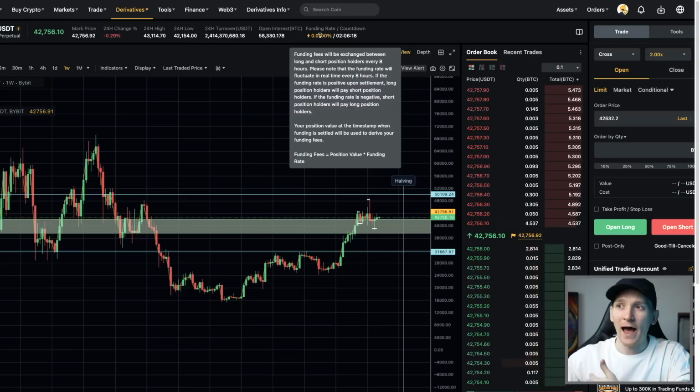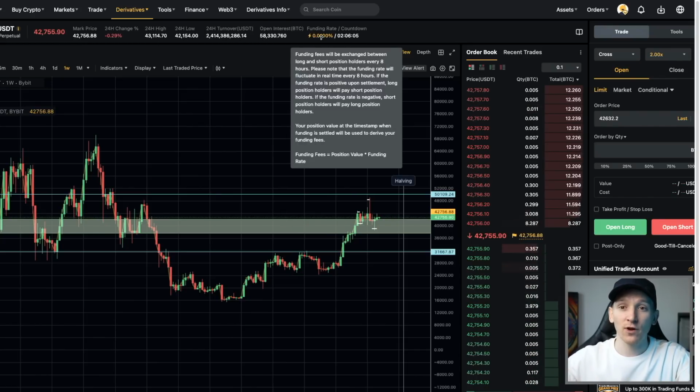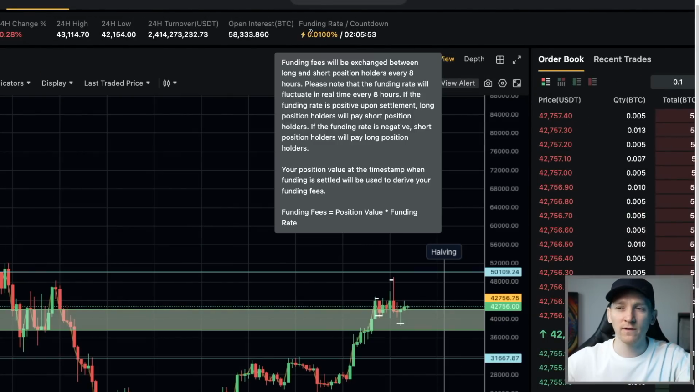So if you're long and this is positive, you pay this out to short sellers. If the opposite is true and the crypto futures price is below the spot price, then this will be negative, meaning that the price is too low and short sellers have to pay this funding to buyers going long. So you either pay or receive this funding rate. It depends on what the rate is and if it's positive or negative. You can see it's slightly positive right now, and it is exchanged between longs and shorts every 8 hours.